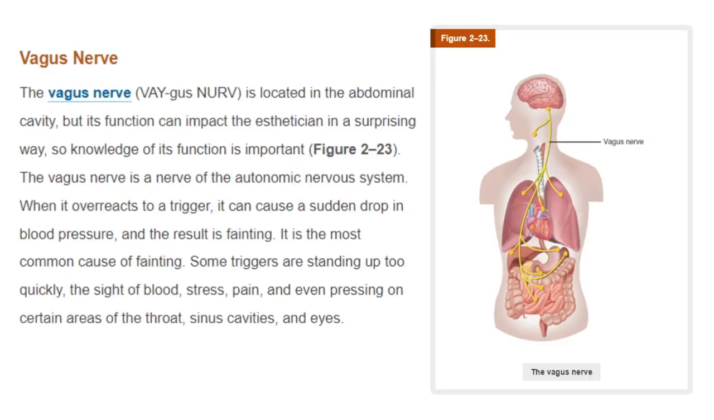Vagus nerve. The vagus nerve is located in the abdominal cavity, but its function can impact the esthetician in a surprising way, so knowledge of its function is important.